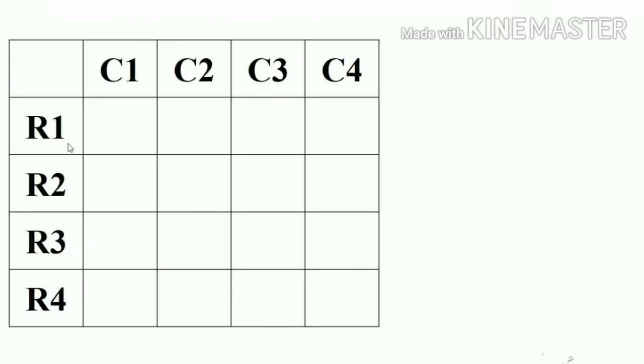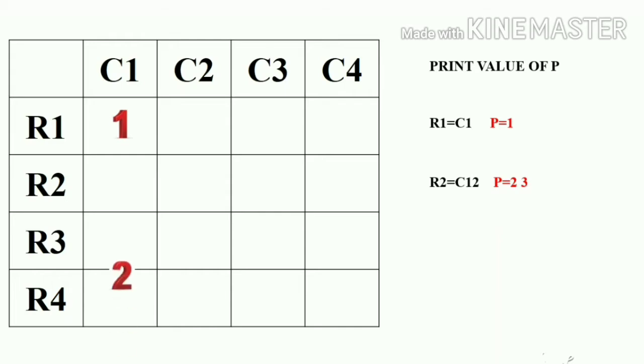In row 1 we have to print the value of p, 1, when the row is equal to 1 and the column is equal to 1. In the second line, when the row is equal to 2, at that time we have to print in the place of column 1 and column 2 the values of p in increasing order, that is 2 and after that 3.